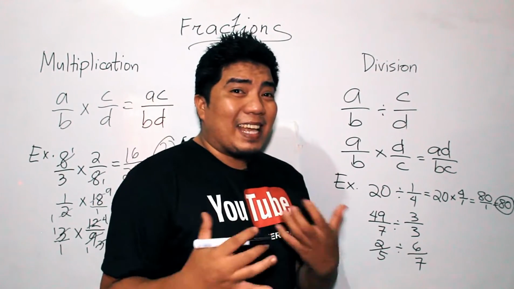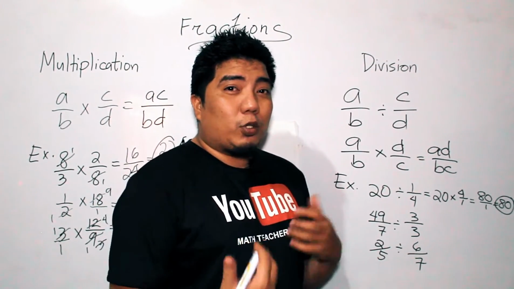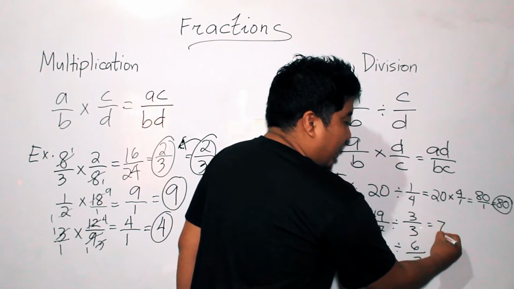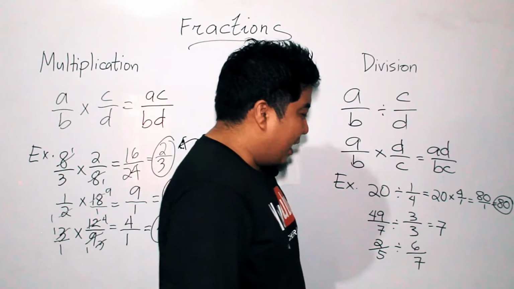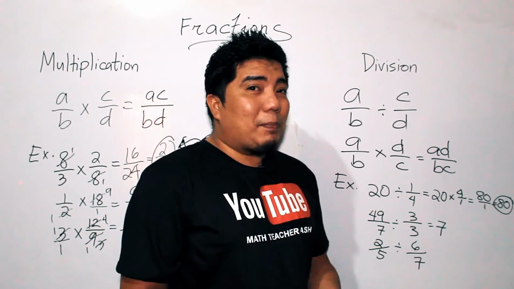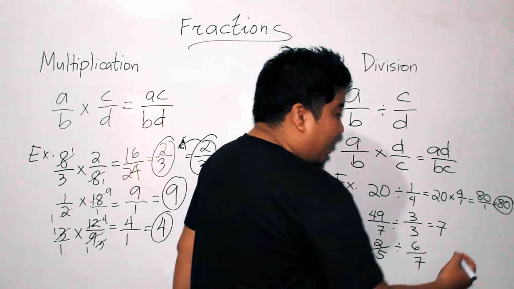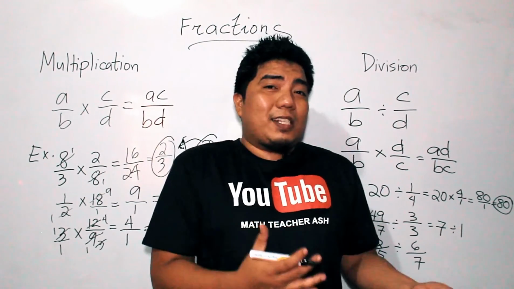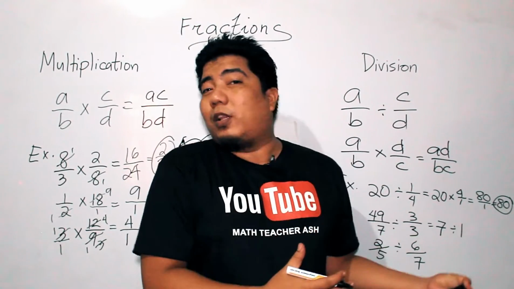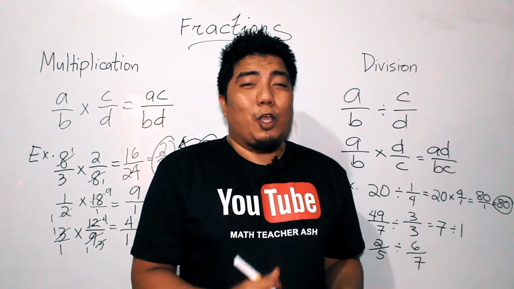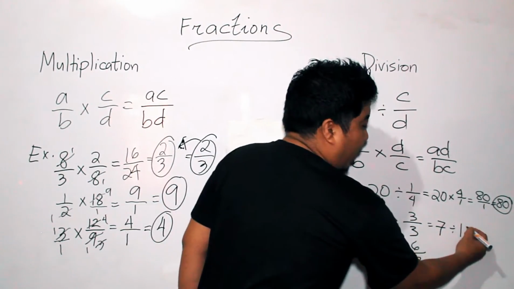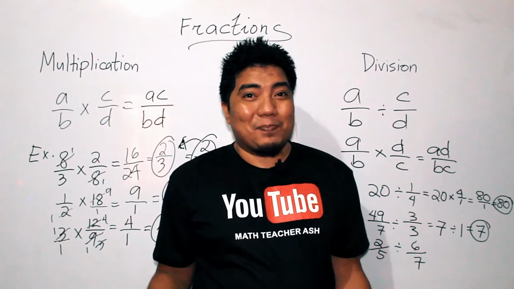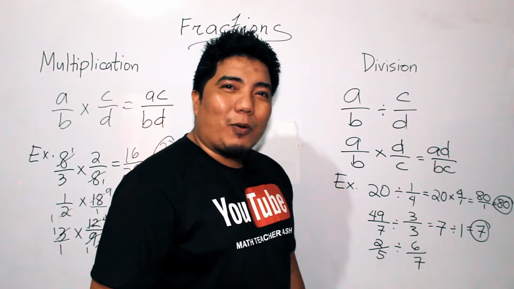49 over 7 can be simplified into its lowest term. And that is 49 divided by 7. That is 7. Right? Now, 3 over 3 can be simplified by 3 divided by 3. That is 1. So, that is 7 divided by 1. It's easier to divide a whole number by a whole number than a fraction by a fraction. So, therefore, 7 divided by 1 is 7. And that will be your final answer. Easy, right? Now, let us go to our final example.